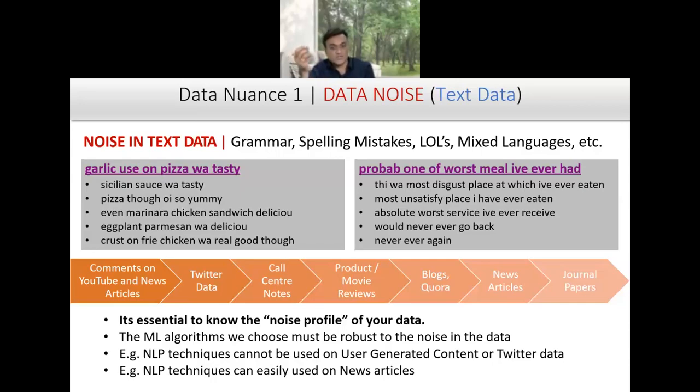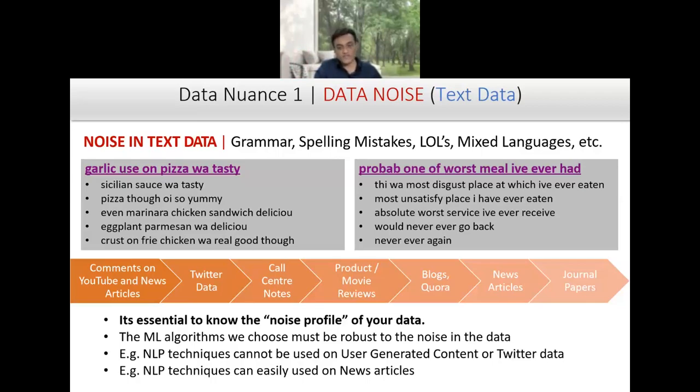Then call center notes by the customer executives, who write some sort of customer details and a number of things. So maybe that is a little bit better than the Twitter data. Product reviews are again better because they are written by reviewers or customers. They want to write it perfectly so that everybody can understand. If you go beyond that, blogs on Quora and Medium articles are better than all this. There is less noise in those textual data.